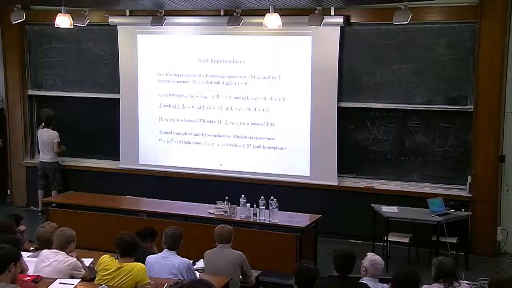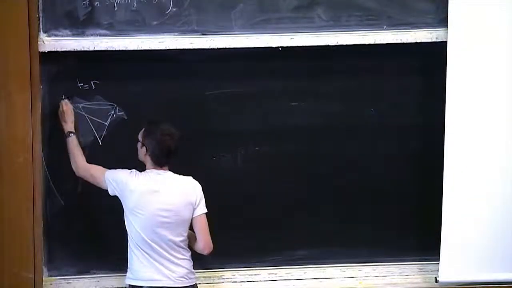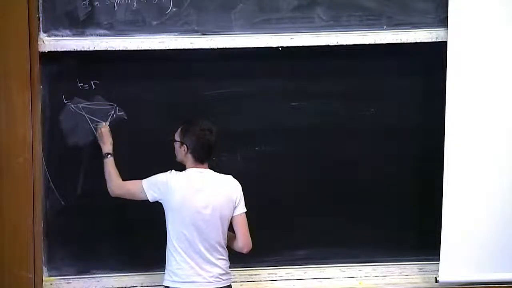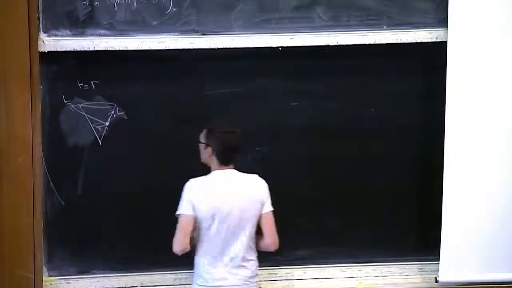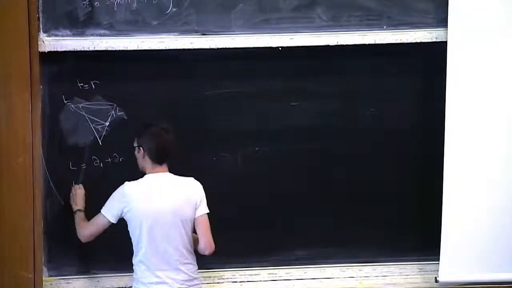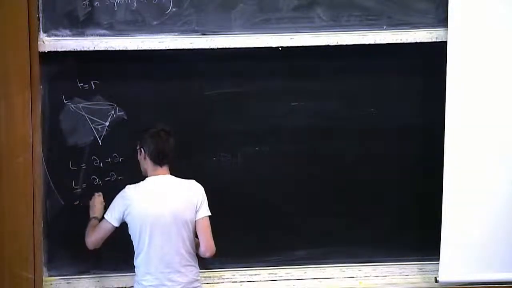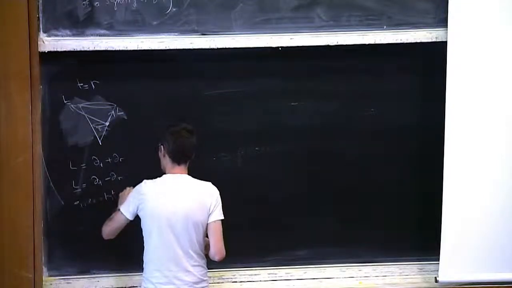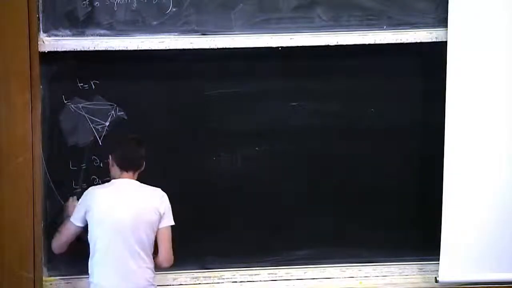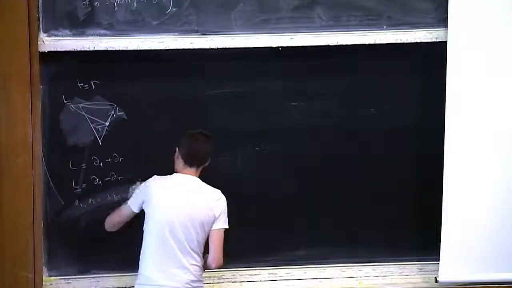E1, E2 are tangent to the two spheres. So that's L, L bar is there, and then E1, E2 are tangent to the two spheres here. In that case, you can check that L is dt plus dr, L bar is dt minus dr, and E1, E2 are tangent to S2. So in other words, it's an orthonormal basis of the tangent space of S2.